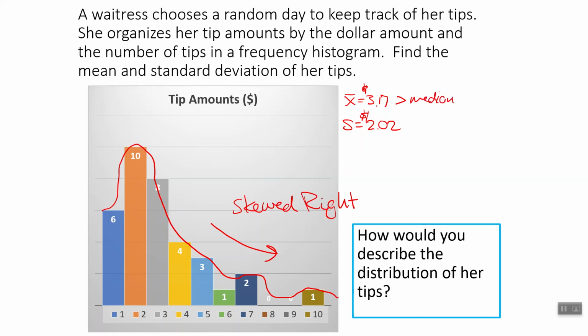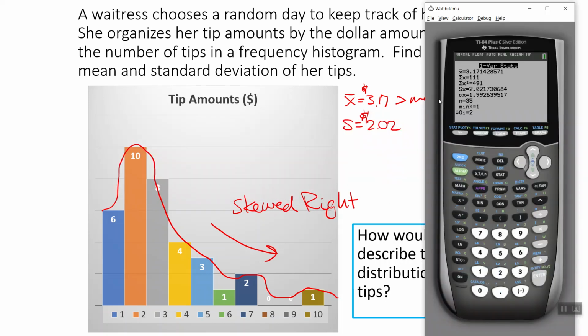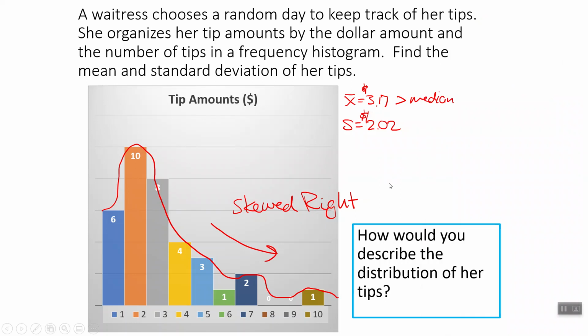Did we check out what the median was? So let's check out what the median was. So if we arrow down, there's our median, 3. So sure enough, our mean is bigger than our median. So 3.17 is bigger than exactly 3 by 17 cents. All right, so that's because this $10 tip is skewing it up this way, and probably the $7 and maybe some of the 6 ones too.